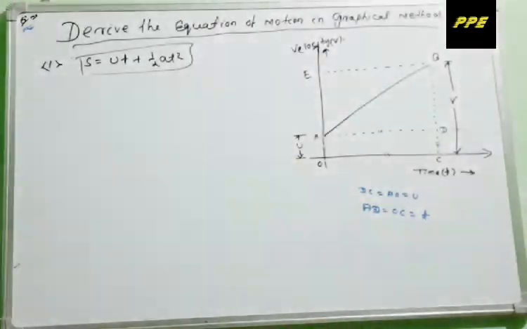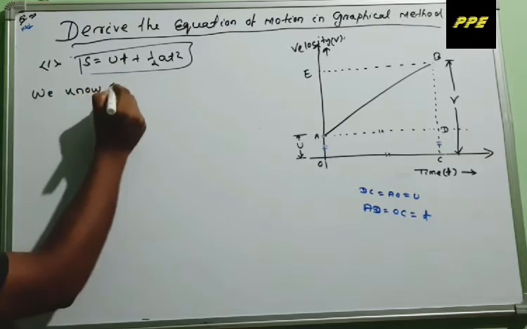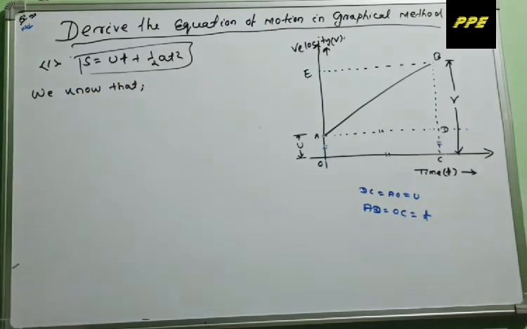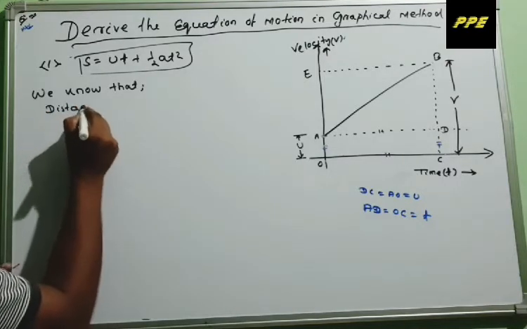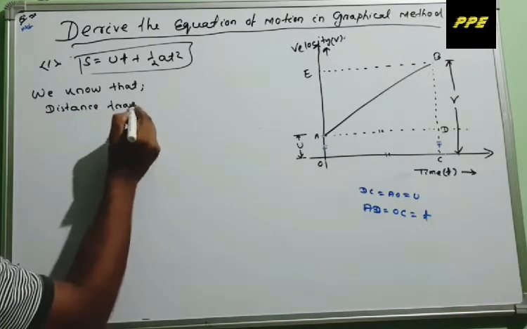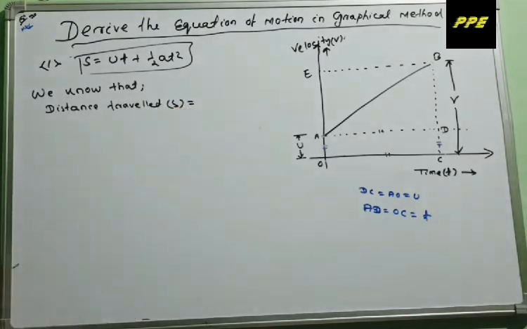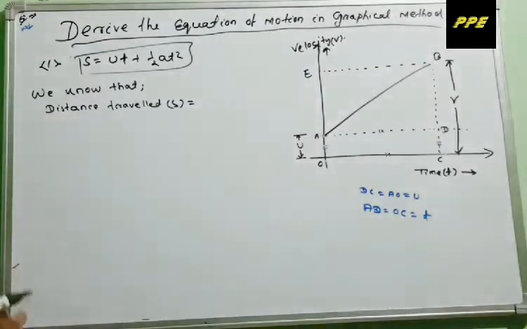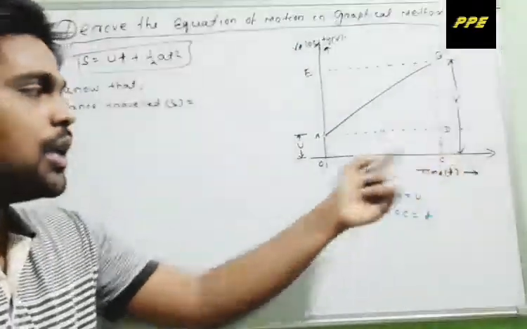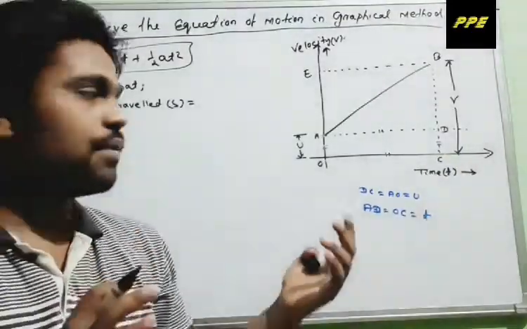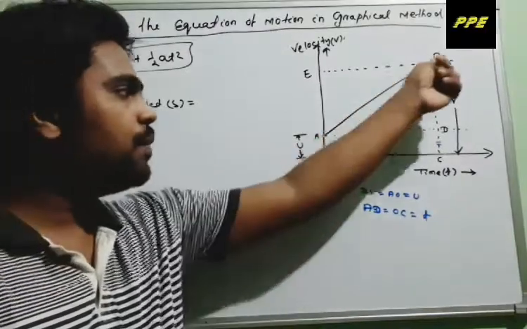Okay, just write down. We know that the distance traveled, that is S. Distance travel is denoted by S. I already told in the last class, in the velocity time graph, if I find out the distance travelled, then it is the area of OABC.